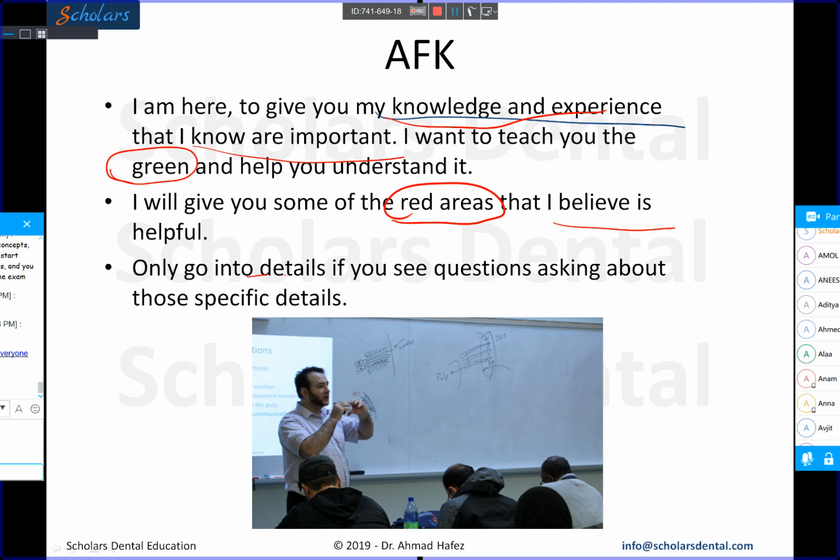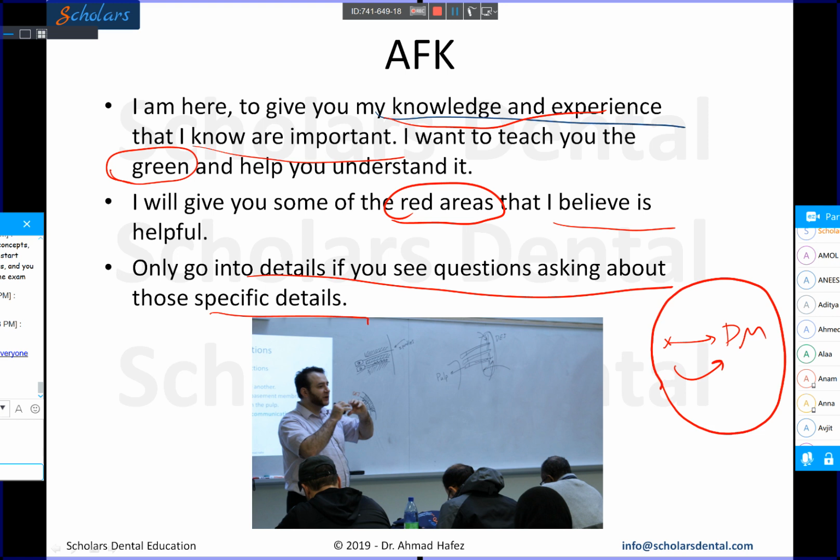Only go into details if you see questions asking about those specific details, and don't try to surround the detail. So if there's a detail about a question from dental materials, learn that answer. Don't try to surround every piece of info about that. If you got a question about something very detailed in gypsum or wax, memorize it. But it doesn't mean you have to go read all of Phillips on waxes and everything, right? You have to be very specific here.